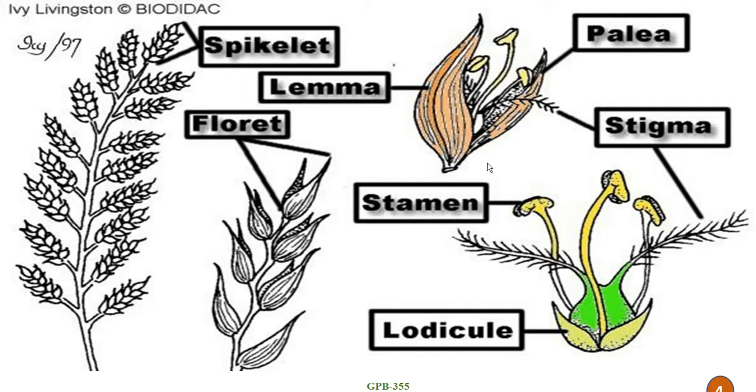Each floret has the outer glume, and the lemma and palea, and in between the lemma and palea there are three anthers and a bifid stigma, and at the base of the ovary there are lodicules. You can see here, these are the lodicules. So this is the overall floral biology, or flower structure, of sorghum.